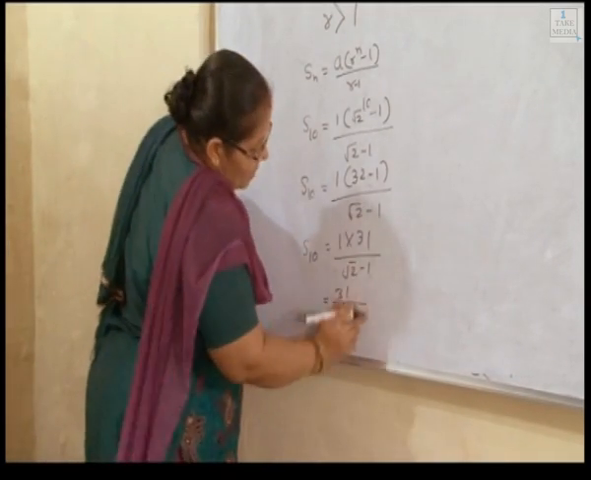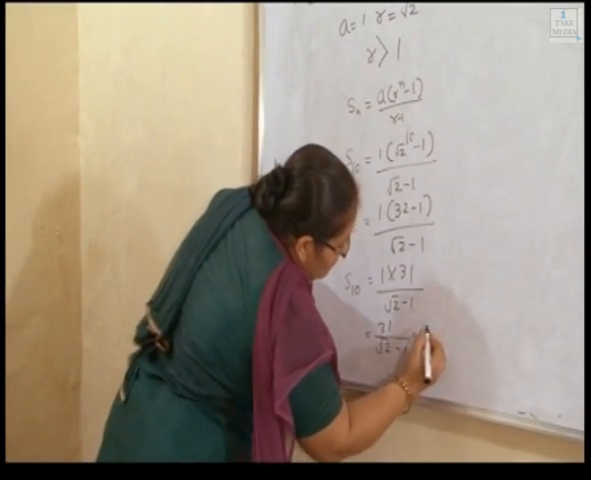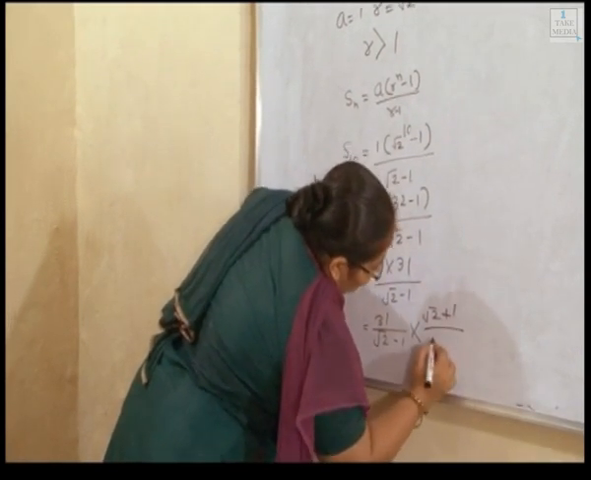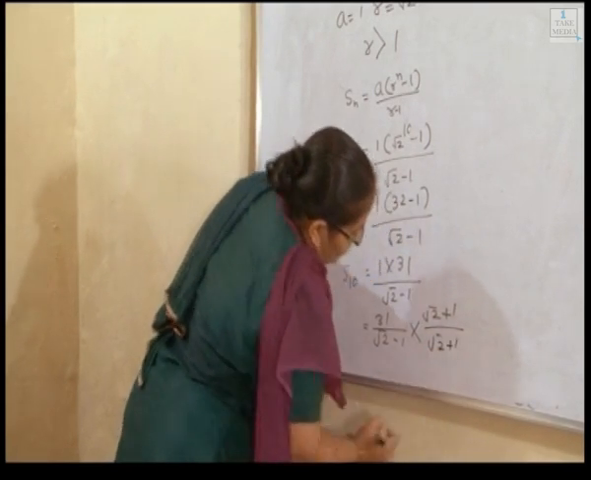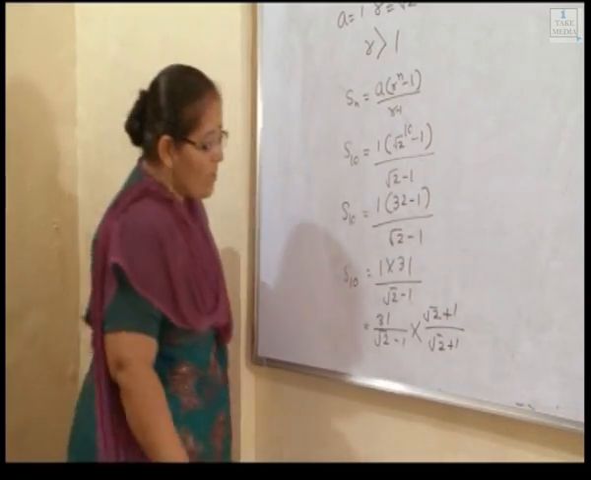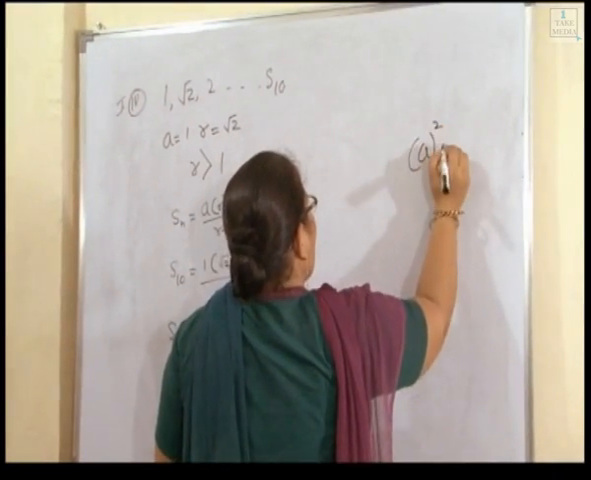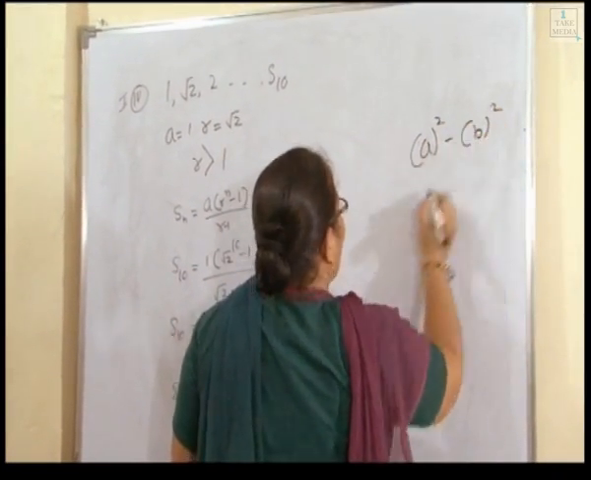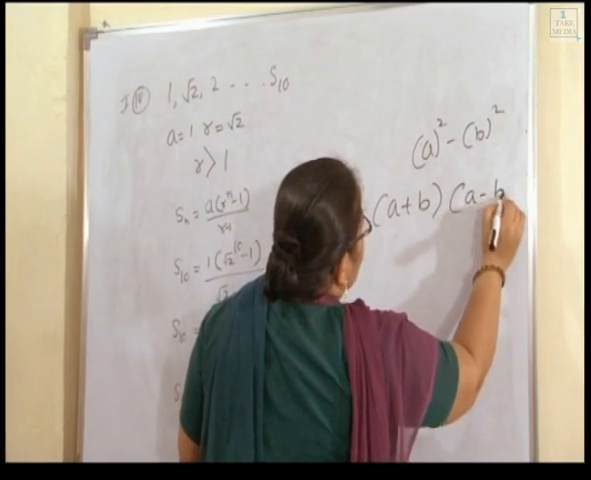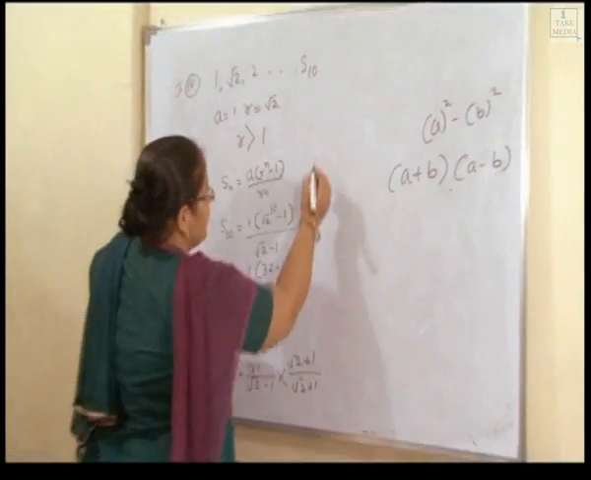Now here is root 2 minus 1. If you have to cancel root 2 minus 1, we will multiply both sides by root 2 plus 1. Here root 2 minus 1 and root 2 plus 1. There is one formula for this: the a square minus b square formula. If you know that formula, a plus b and a minus b, this formula we will use here.